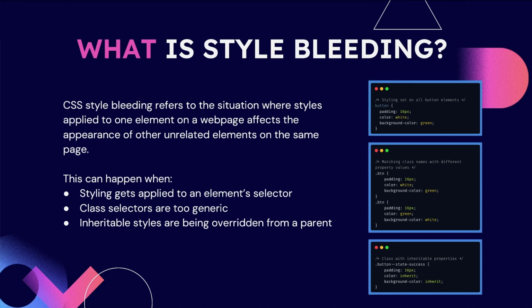That button styling will get applied to all buttons on the page unless there's other classes that have a higher level of specificity. Second is when class selectors are just too generic, and we can see that in our second example where we're using two .btn classes with different properties. Well, those properties are going to clash with one another when actually applied to the element. And then finally, the use of inheritable styles can certainly introduce style bleeding issues.